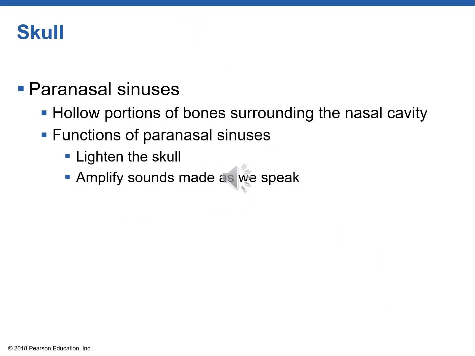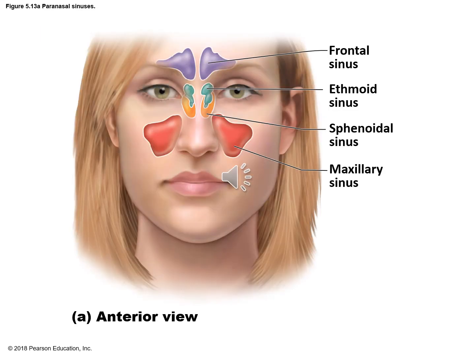We have 8 paranasal sinuses. These are hollow structures around the nasal cavity, pardon me. It is believed that they function to lighten the skull and to affect the sounds that we make when we speak, so vocal resonance. I'll pronounce these sinuses for you. We have the frontal sinuses, the ethmoid sinuses, the sphenoidal sinuses, and the maxillary sinuses.